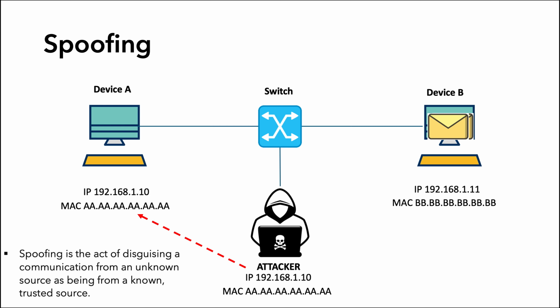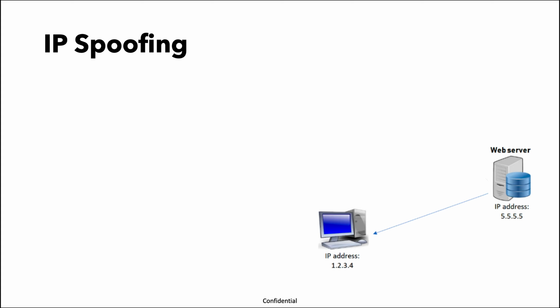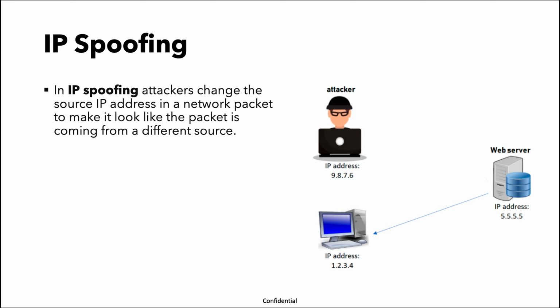So there are several types of address spoofing, each targeting different layers or aspects of the network. Two common types are IP spoofing and MAC spoofing. In IP spoofing, the attacker changes the source IP address in a network packet to make it look like the packet is coming from a different source.